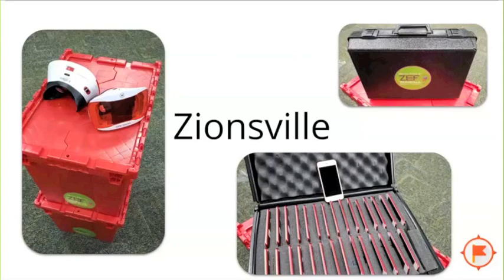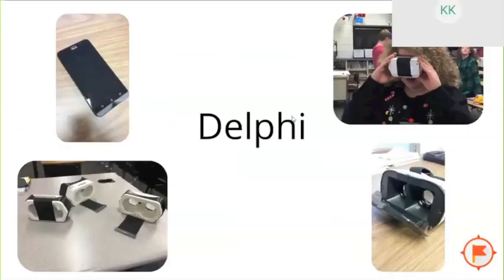Sure. Ours kind of started out similarly in that when Expeditions first came out, it was such a new concept, and it was hard to try to build a kit or buy a kit from scratch. I think originally Best Buy had kits for around $10,000, and that was for 30 devices, 30 cardboards, a router, a tablet, and a toting case. So I was like, well, I'm probably not going to get that from the district.